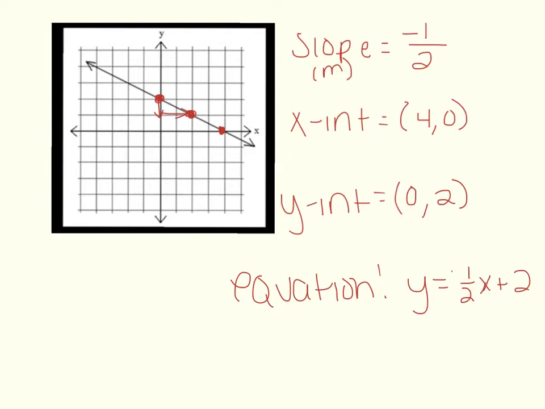If we take a second to look at this, where did the negative 1/2 come from? Well, that is actually just the slope. And where did the plus 2 come from? Well, that is just the y-intercept. So that's where our equation came from.